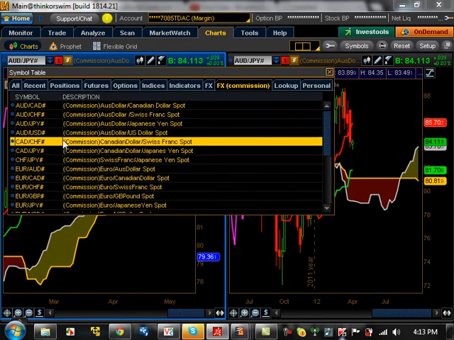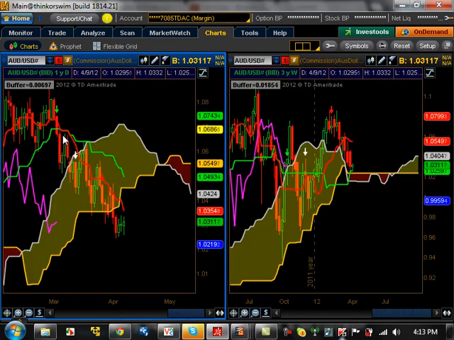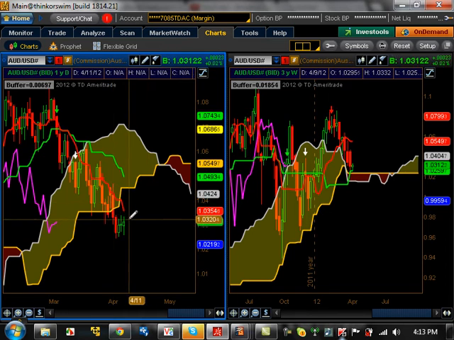Australian USD, you can see that basically sentiment has turned bearish. However, this is not a good bearish trade at all.